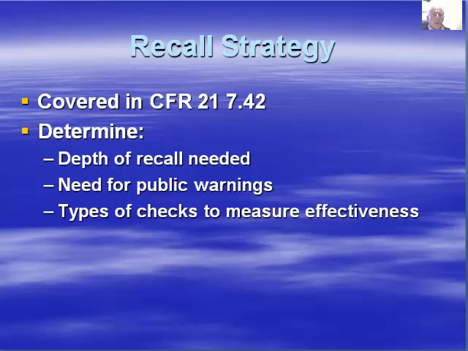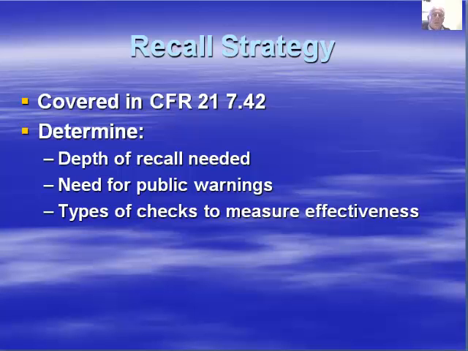The strategy for a recall is covered under the Code of Federal Regulations, 21 CFR 7.42. And that will help you determine the depth of the recall needed. Do you need to recall that product all the way down to the consumer? Or can it be a market withdrawal based on the severity of the product violations? Do you need to warn the public? And certainly we see this quite often, where the public is warned about product that they need to either return to the supermarket or destroy themselves.